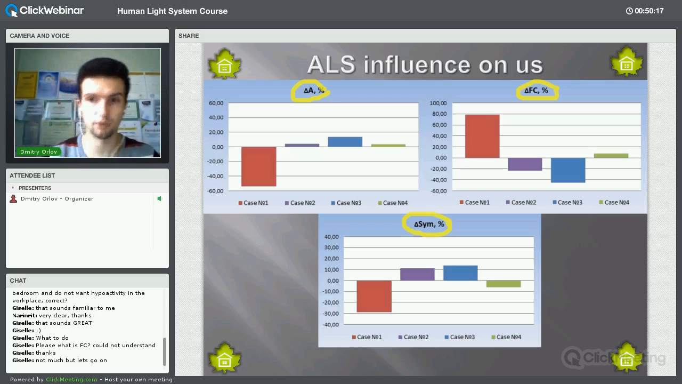And then the fourth case, when the activity level is closer to 80, there is zero difference in area, no statistically significant difference in form coefficient, but it's a little bit increasing, and a decrease of symmetry. So overall, that's closer to zero or even a little bit negative result. So what to do in such a case?